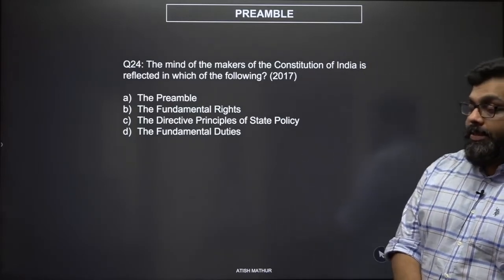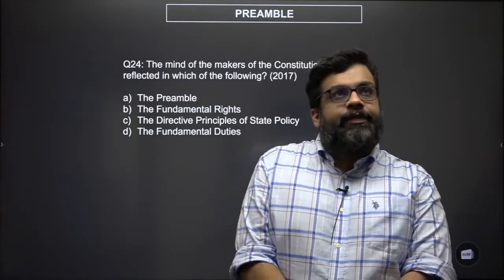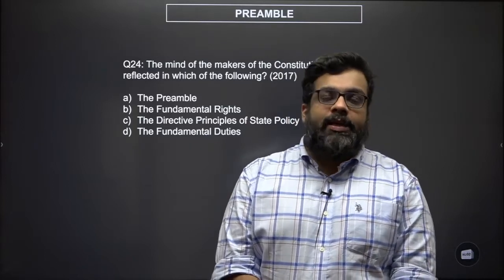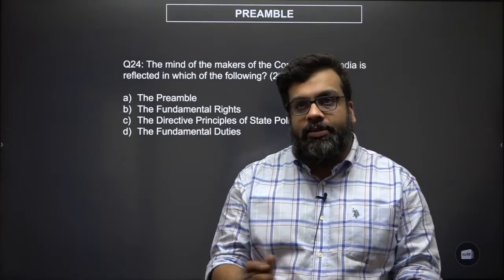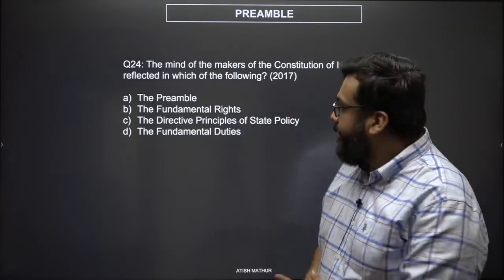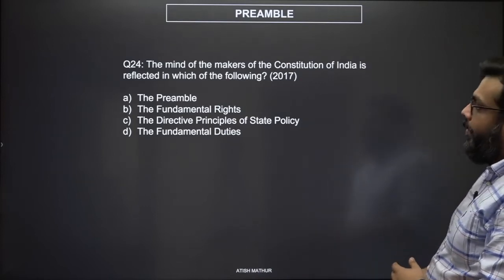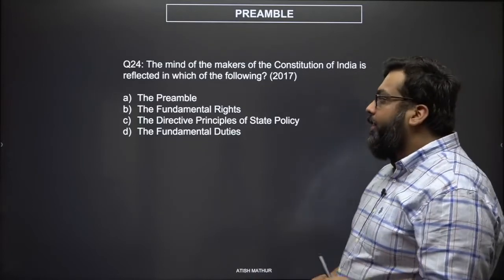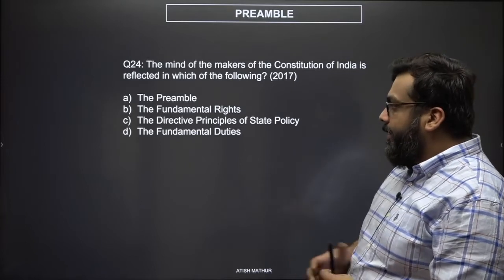Now, the mind of the makers of the Constitution is reflected in which of the following? I've discussed this as a trick when we're doing the preamble. Remember this, if the subject matter cannot be legally defined, it is usually an adjective for the preamble. If it is legally definable, then it is usually rights or directive principles. Anyways, the mind of the makers of the Constitution is reflected in what? The mind means what are you trying to aspire to? What are you trying to achieve? Preamble, directive principles, fundamental rights and duties.